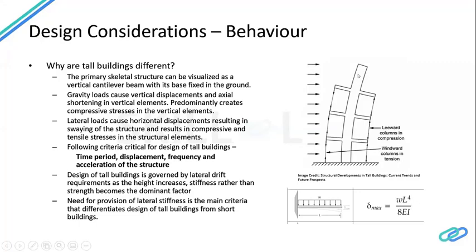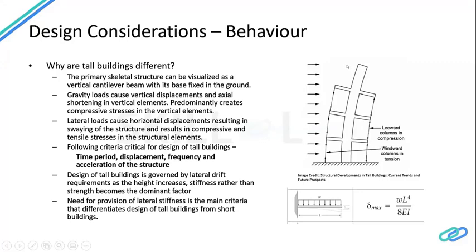So this is one basic difference between a short building design and a tall building design. The taller you go with a building, the more deflection you will see at the top of the building. This deflection is what will govern the design of a tall building. So what are the parameters generally that govern in terms of deflection?